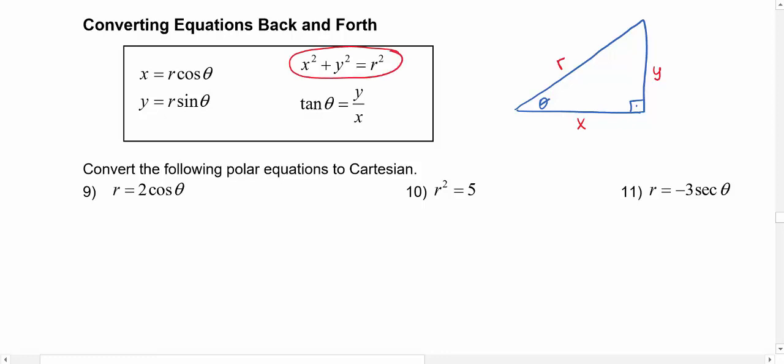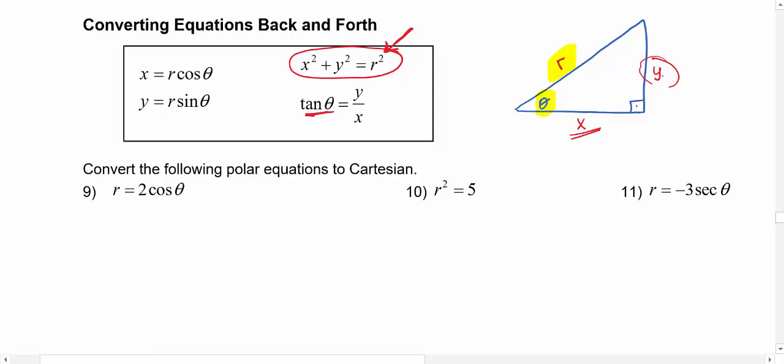We also know that if I'm given x and y, that's what allows us to find r. If I'm given x and y, I can use tangent to find theta, because that is opposite over adjacent. And if I'm given r and theta, we can find x and y by also using trigonometric ratios.